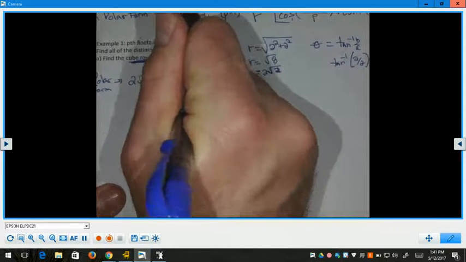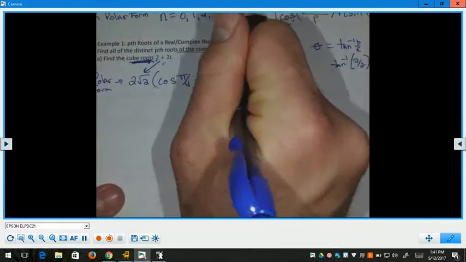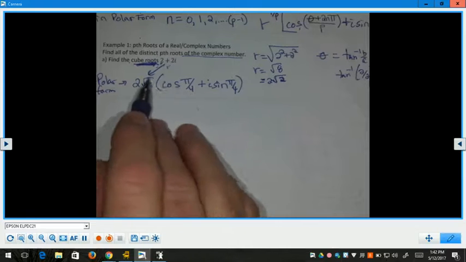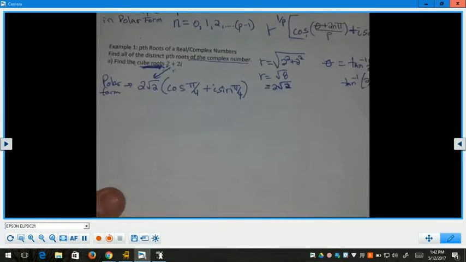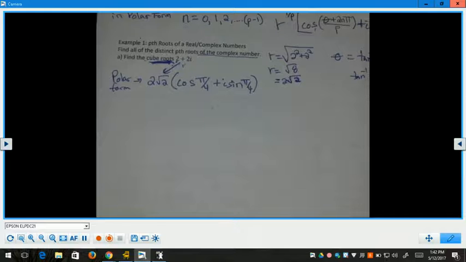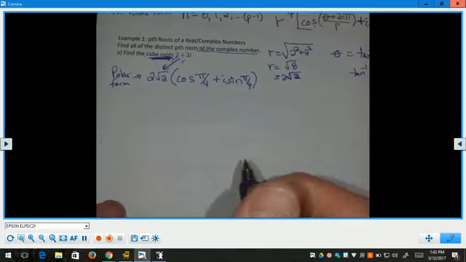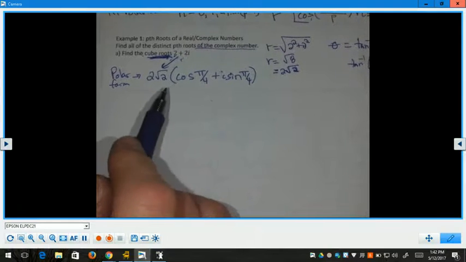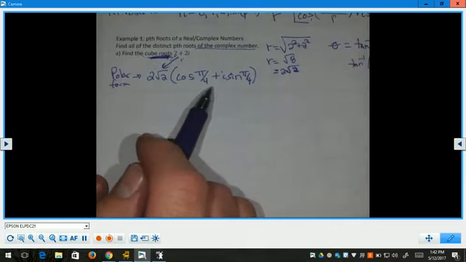So here's that exact same complex number expressed as a polar coordinate. R times cosine theta is the x value, or the horizontal value. R times sine theta is the vertical value when we graph that in the complex number plane. Now we have to find the third roots of this number.